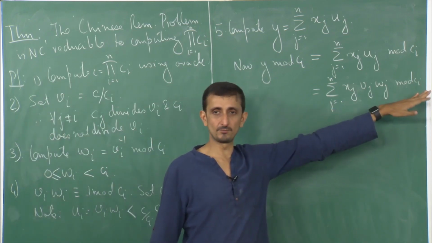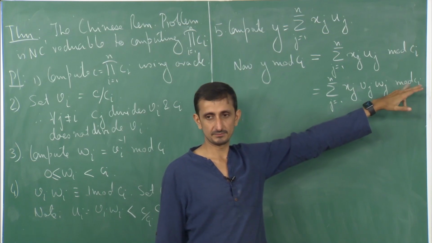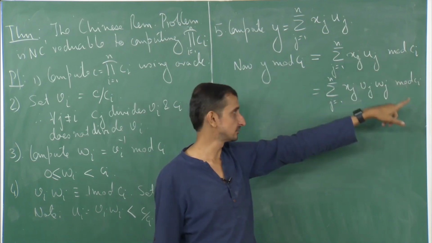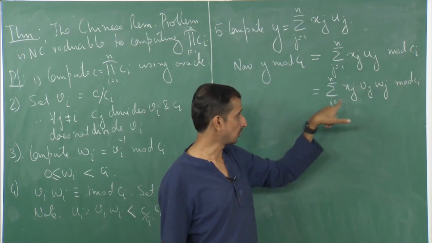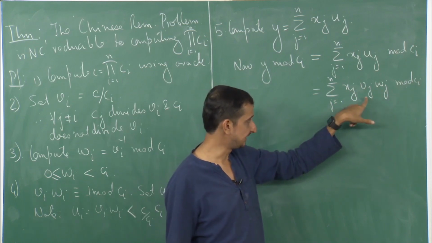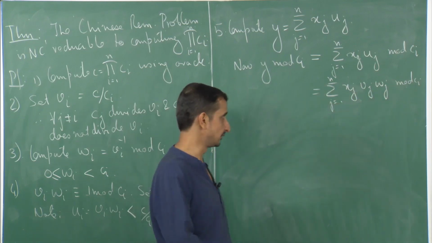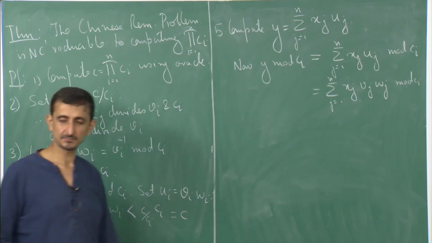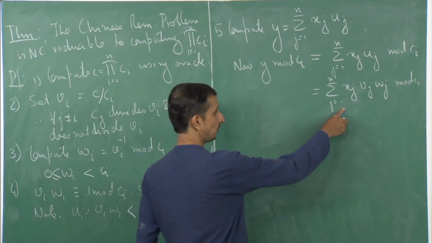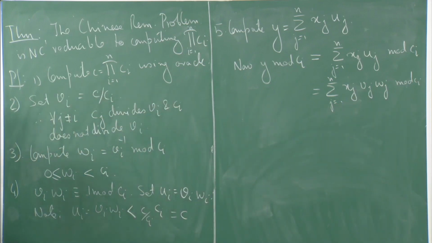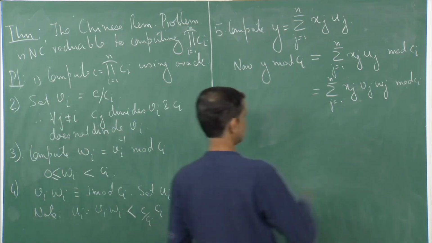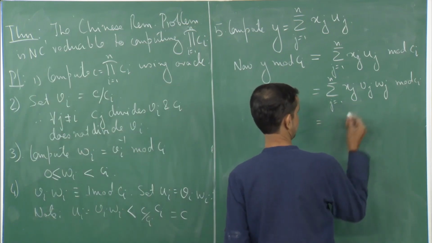What will happen to the remainder modulo all those terms? They will all be 0, okay. Because Ci for all j not equal to i divides Vj, therefore this is equal to 0. So which is the only term that remains? When j equals i. And what happens when j equals i?